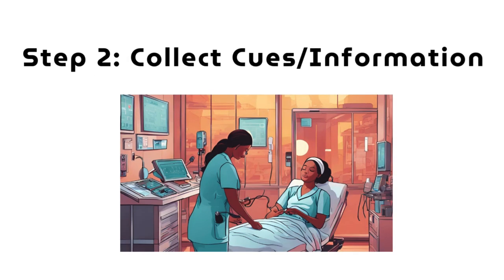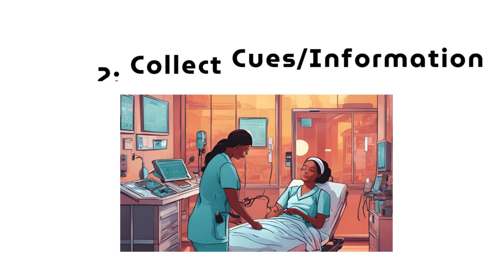Step 2. Collect cues and information. In this step, gather new information, including both subjective and objective data from assessments. This involves performing a primary assessment followed by a secondary assessment that incorporates body systems and/or focused assessments. Additionally, vital signs, lab results, and the patient's medical history are collected. Example: the patient's oxygen saturation is 88%, they have a history of COPD, and they report increasing fatigue.